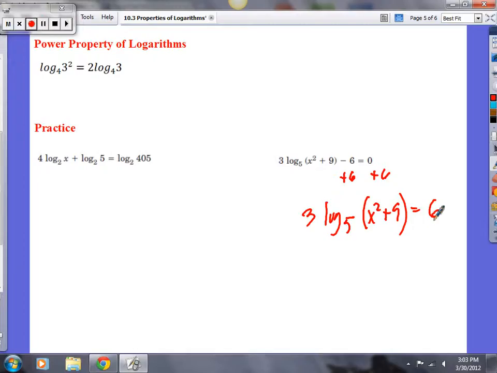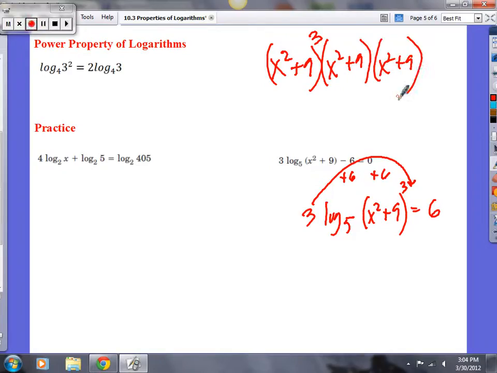Now let's get rid of the 3. There's kind of two routes you can go. If you take the 3 and rewrite it using this power property and put it as an exponent, that will work, but it's going to be super tedious because you're going to have x squared plus 9 raised to the third power, so that means you're going to have that quantity, x squared plus 9, times itself 3 times.